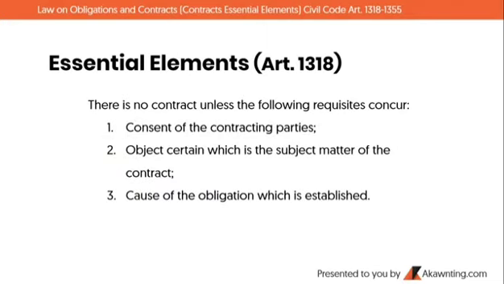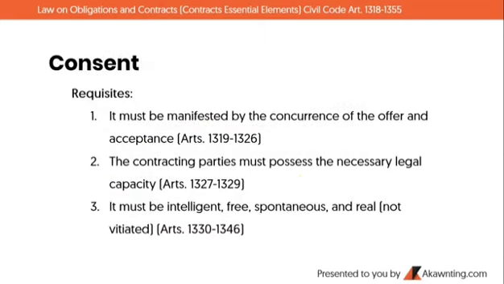Okay? So, what are the essential elements ulit? Article 1318. So, sabi niyan, nandito, we have the consent, object, and the cause. So, there is no contract. Okay? So, malinaw na malinaw. Nakasulat po sa 1318, there is no contract. Okay, kapag wala ang isa sa mga yan. Okay, ibig sabihin, required na required talaga siya. Okay, so ayan. First requisite natin is yung consent.